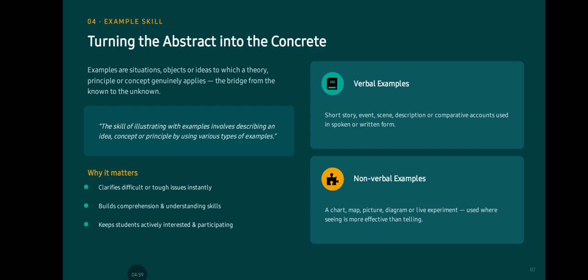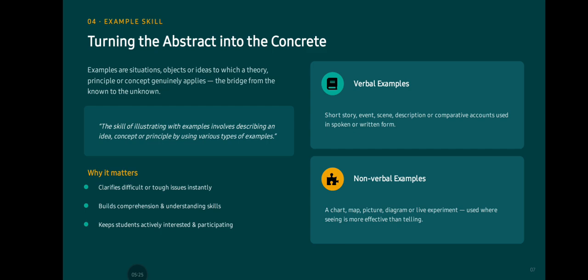Example skill. Turning the abstract into the concrete. Examples are situations, objects, or ideas to which a theory, principle, or concept genuinely applies. The bridge from the known to the unknown. The skill of illustrating with examples involves describing an idea, concept, or principle by using various types of examples.